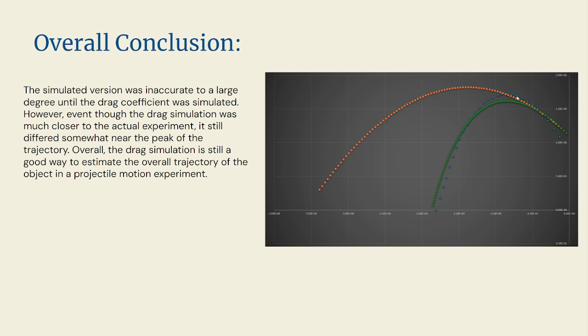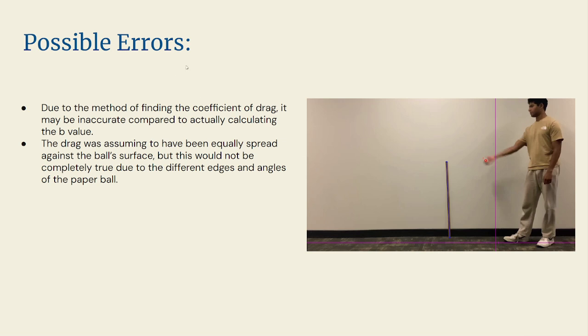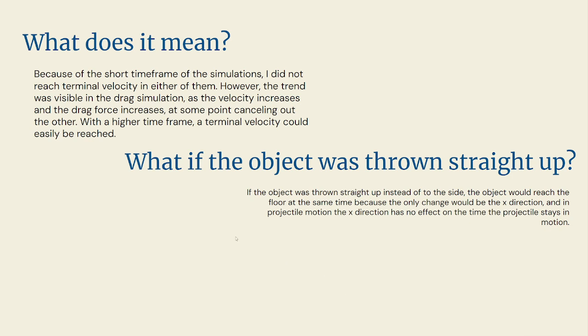The overall conclusion, and this is the overall trajectories of both of them, is that you can see that the simulation without drag went much farther than the other one, and the other two are much more accurate with drag. Possible errors are that, due to the method of finding the coefficient of drag, it may be inaccurate compared to actually calculating the b-value because it was estimated by plugging in, essentially. And the drag was assumed to be equally spread against the ball surface, but this could not be true because of the different edges and angles of the paper ball.